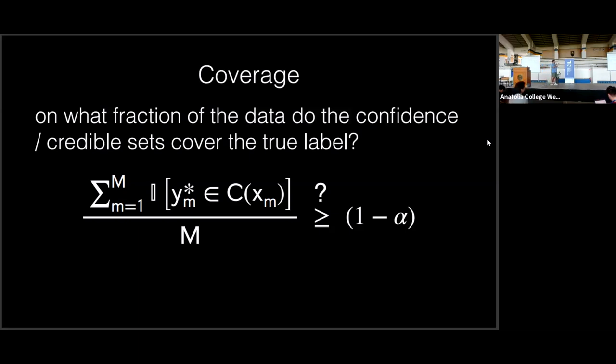And is that greater than 1 minus alpha, which is our target error level? So if I say 1 minus alpha is 95%, I want the true label in the test set to be in my confidence set 95% of the time. And I should note that conformal prediction, by construction, will give you this guarantee automatically. It will guarantee to hold.